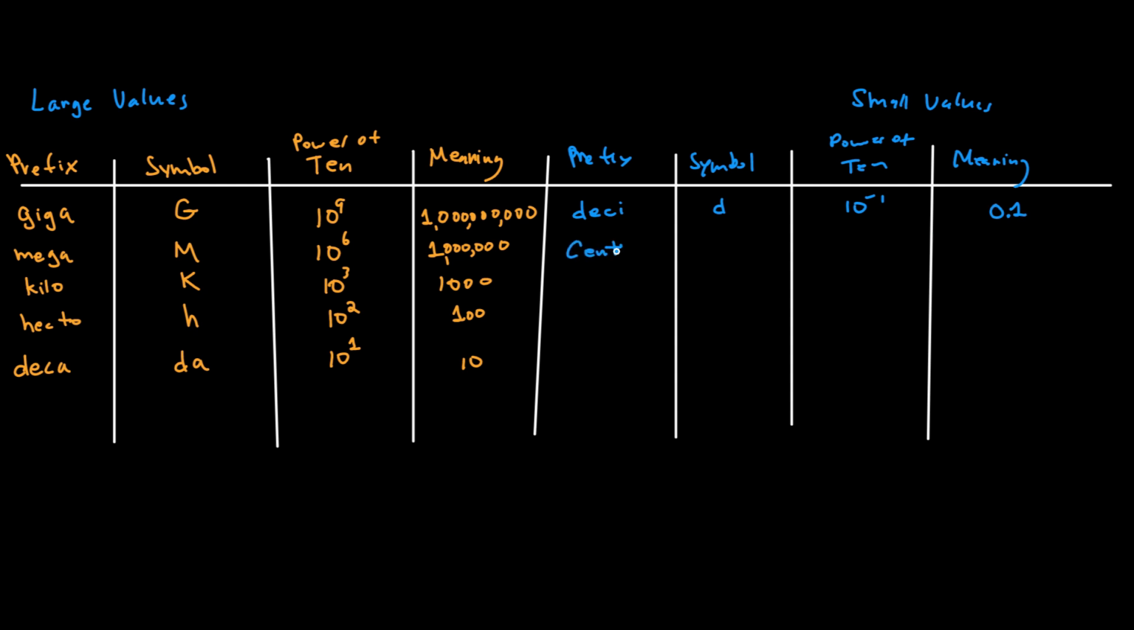Next we have centi, represented by the symbol C, and it's to the -2. So we will have 0, 0, 1, with the decimal place 1 digit towards the left. You get the sequence. And then we have milli, represented by the symbol M, and it's to the -3: 0, 0, 0, 1, so 0.001. Next we have micro, represented by this weird symbol here, and it's to the power of -6.